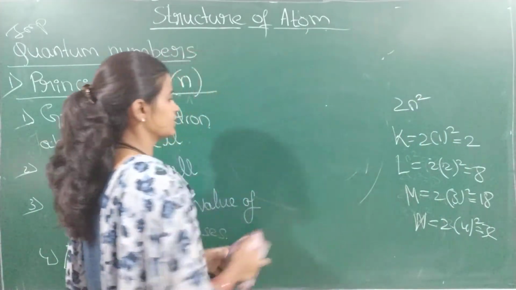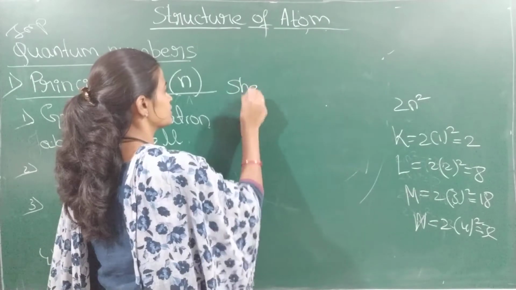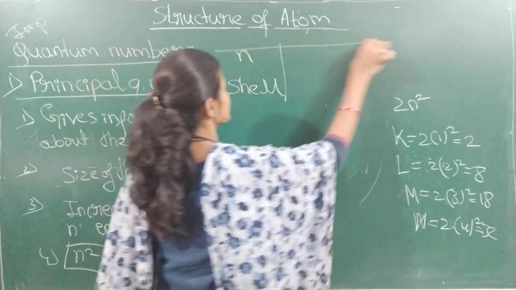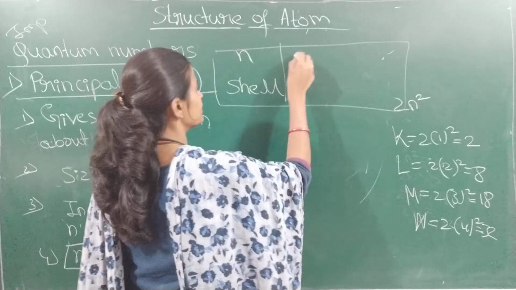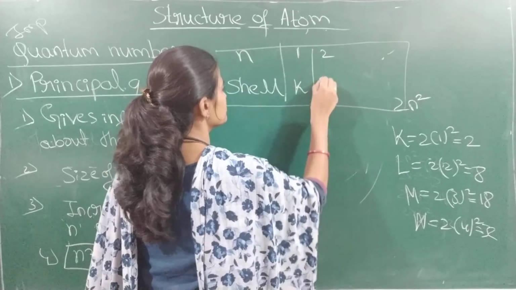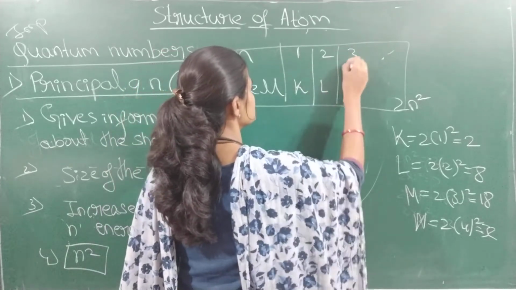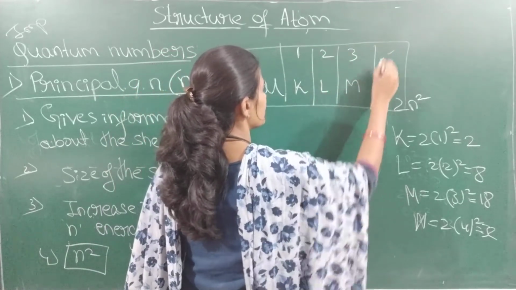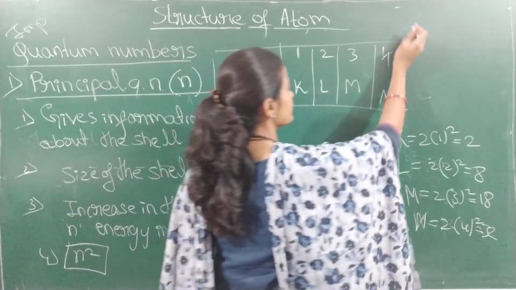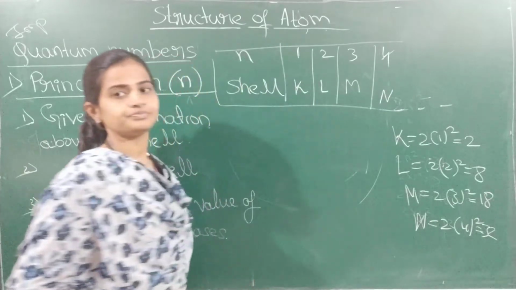Shell and n value. You can continue this. If n is equal to 1, K shell; n is equal to 2, L; n is equal to 3, M; n is equal to 4, N. Like this, and it continues.